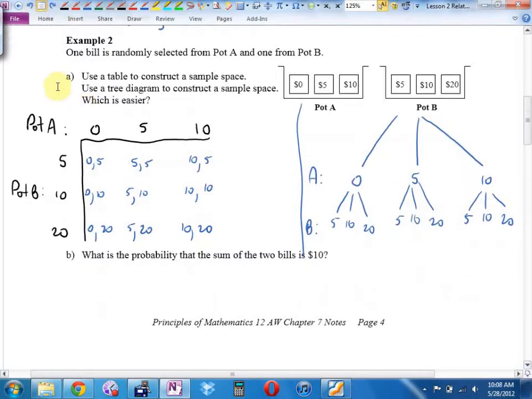B asks then, what's the probability that the sum is 10? Exactly 10. Well, in my table, it's pretty obvious. I think it's right there. In my tree, I think it would be that tree or that tree. That branch or that branch. Regardless, how many successes are there? 2 out of 9.